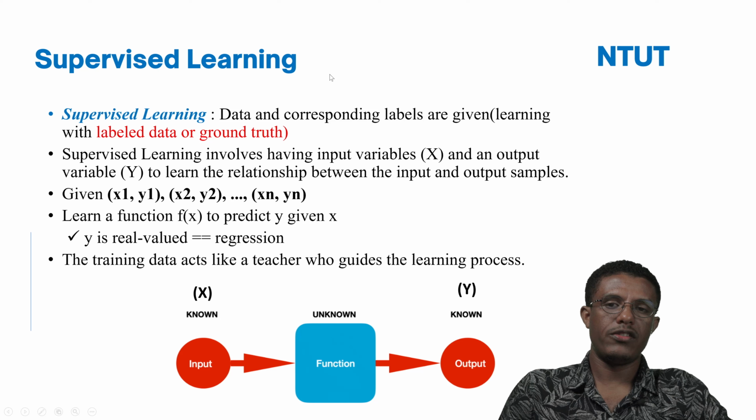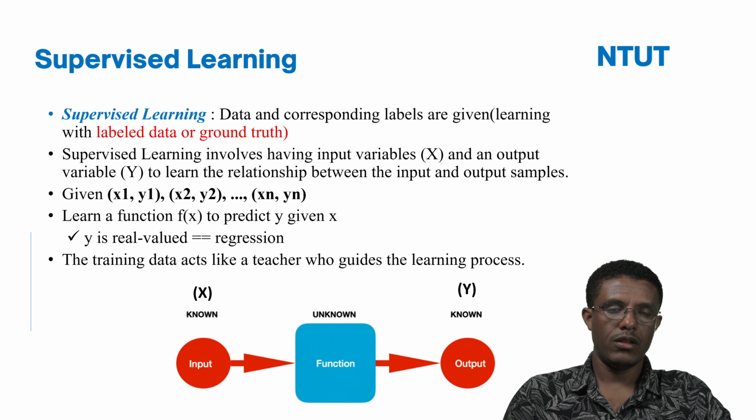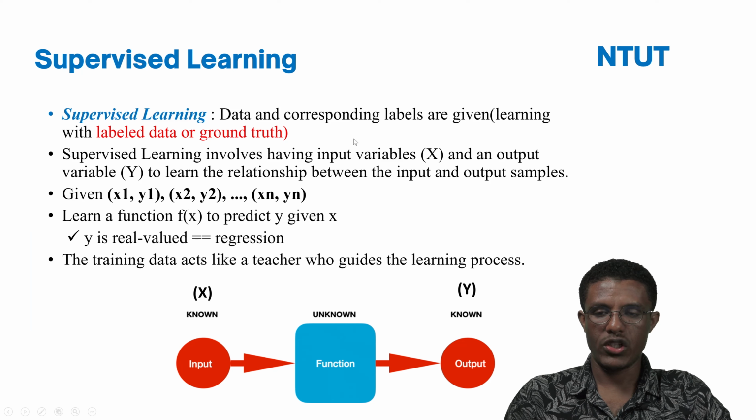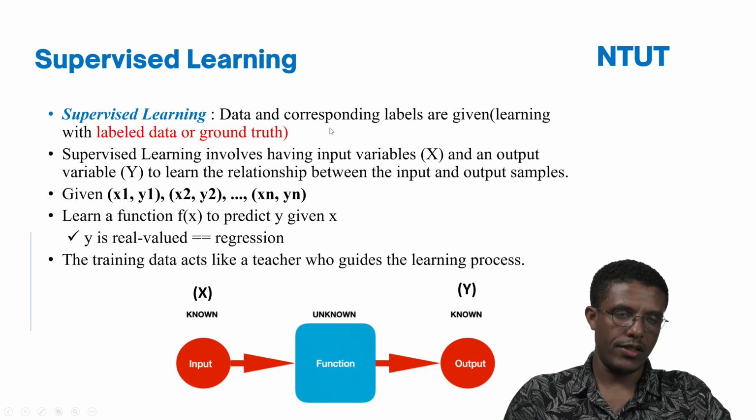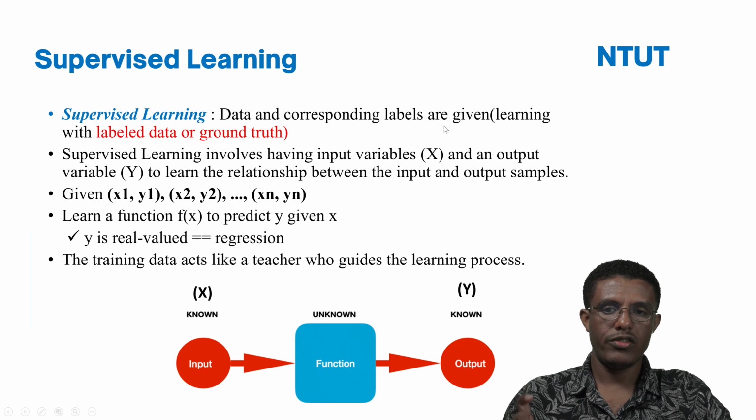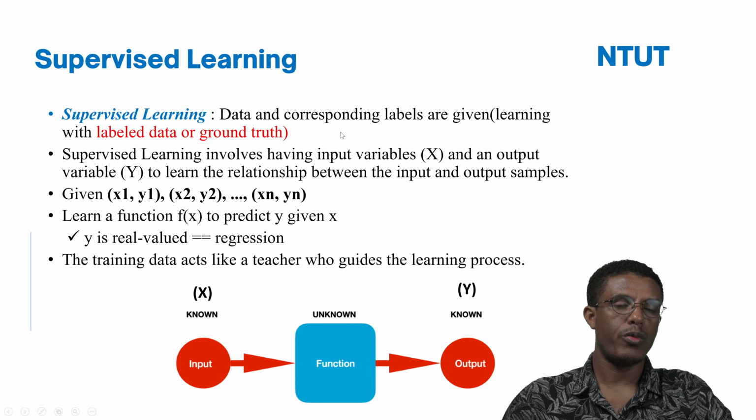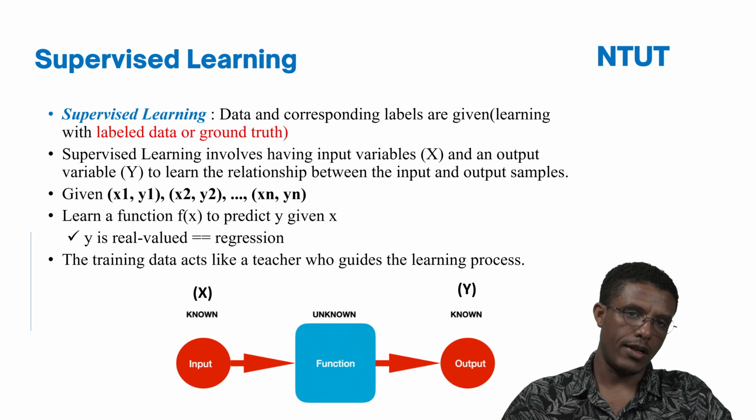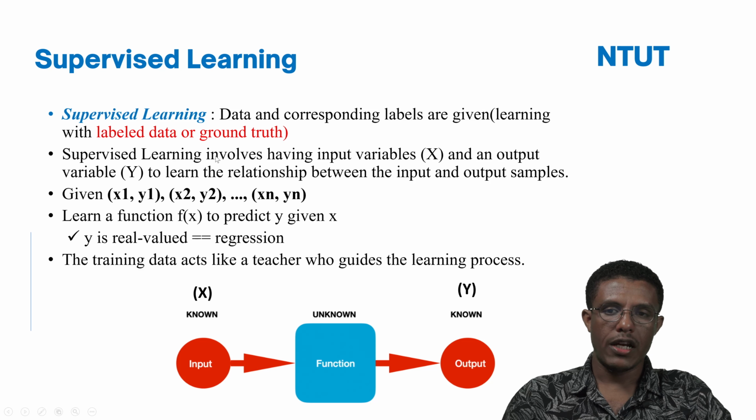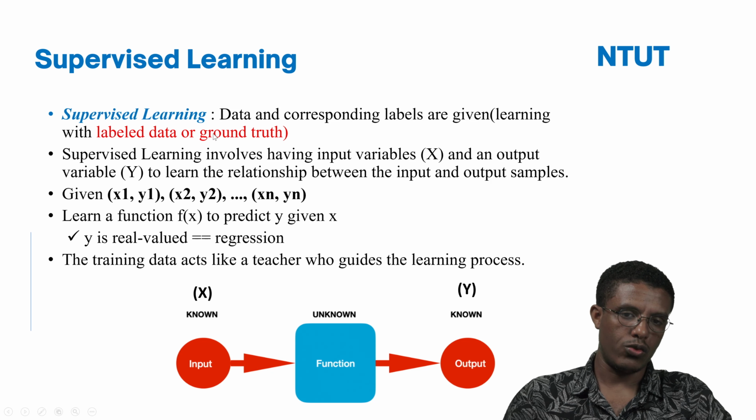So first let's see what supervised learning is. Supervised learning is the most common type of machine learning algorithm. Supervised learning means the data and the corresponding labels are given. So if we decide to use supervised learning, our data should have input features and then output labels, because supervised learning always uses labeled data. That means data and corresponding labels are given, meaning learning with labeled data or ground truth.